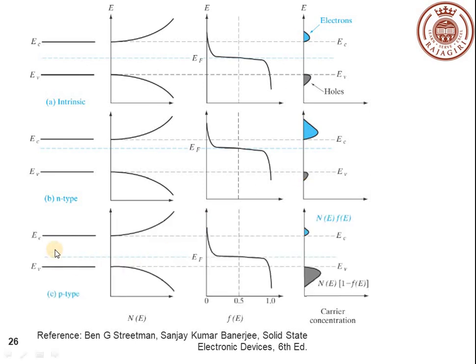Next is for p-type semiconductor, EF is near to valence band. So the f of E curve will be shifted downwards. So 1 minus f of E will be having higher value compared to f of E. So you are having n of E into 1 minus f of E as higher value, which means holes are having higher concentration.